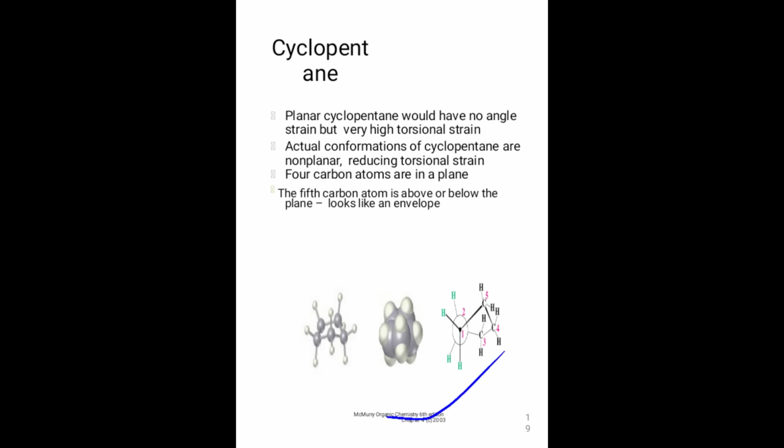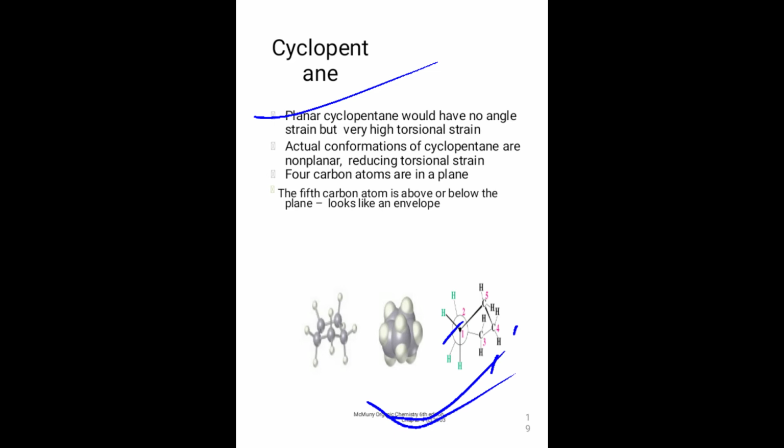This is the conformational structure of cyclopentane. Pentane means 5 carbons along with 10 hydrogens. This dot means the first carbon, the circle means the second, third, fourth and fifth. Totally 5 carbons are there, and totally 10 hydrogen atoms. So this is the conformational structure of cyclopentane. Planar cyclopentane has no angle strain but very high torsional strain.